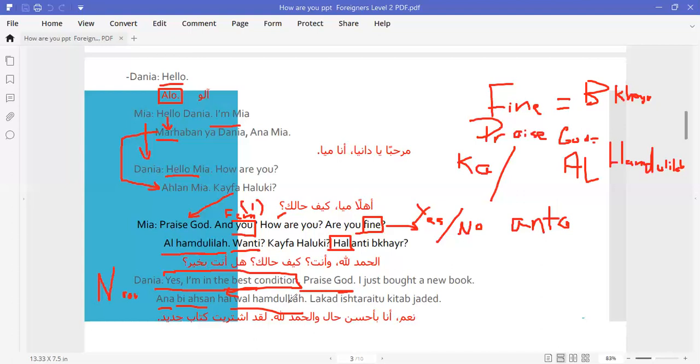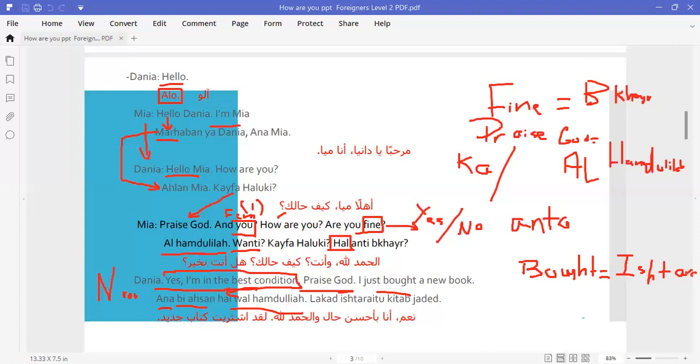I just bought a new book. Dania is informing Mia that she bought a new book. What do you mean by bought in Arabic? In general, bought is ishtara. Bought is ishtara.